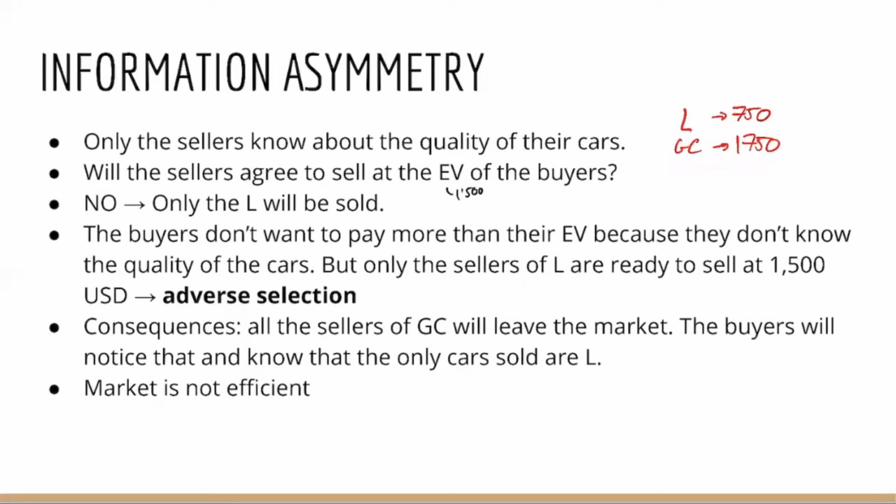And since the buyers don't want to pay more than their expected value because they don't know the quality of the cars, only the sellers of lemons are ready to sell at the expected value. And this creates what we call adverse selection. The consequences are that all the sellers of good cars will leave the market because the buyers are not buying at their price and they will not sell at the expected value of the buyers.